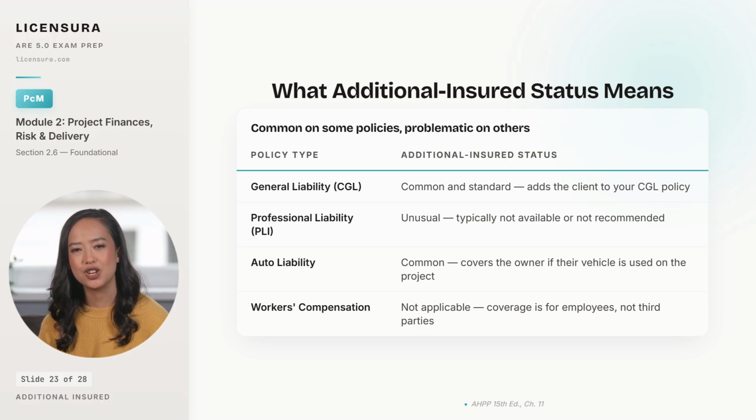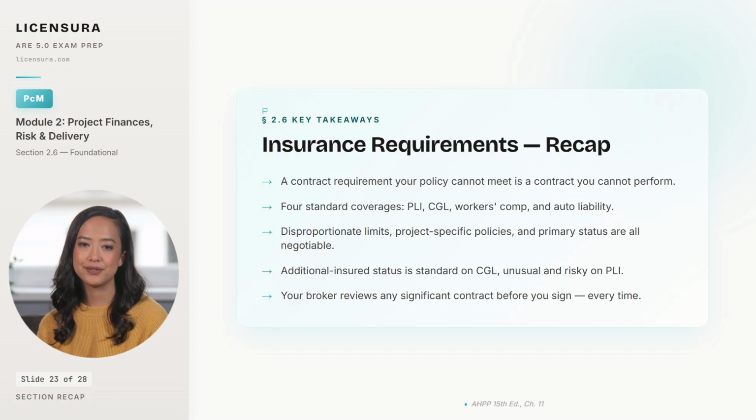Pull it together. Insurance verification is a pre-signing step, not a post-claim discovery. 5 takeaways from this section. First, a contract requirement that your actual insurance policy cannot satisfy is, in practical terms, a contract you cannot perform. And discovering that mismatch after a claim has already been filed is the worst possible time to find out. Second, 4 standard coverages anchor most architect insurance programs: professional liability, commercial general liability, workers' compensation, and auto liability, each with its own typical limits and its own scope of coverage.